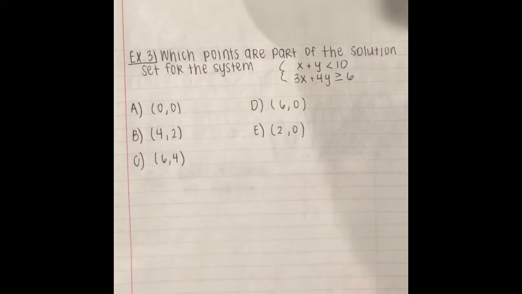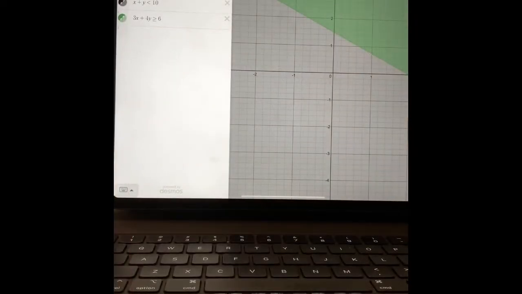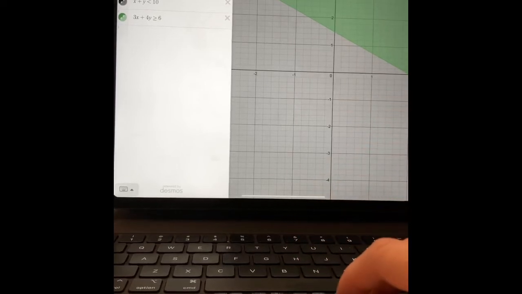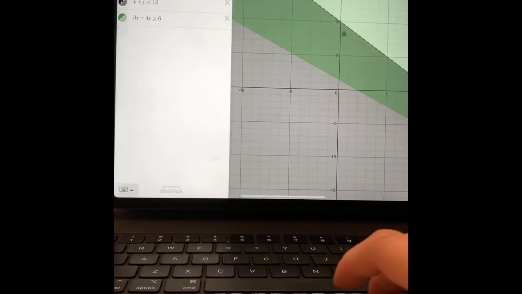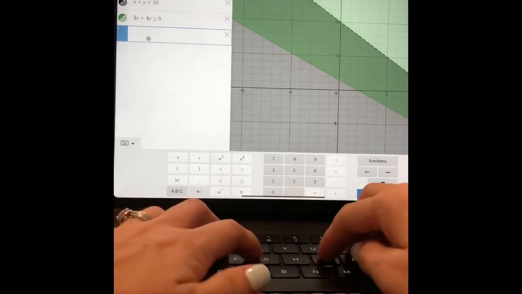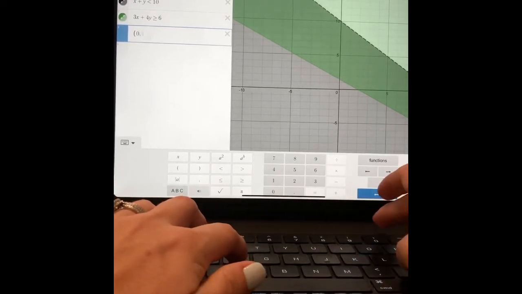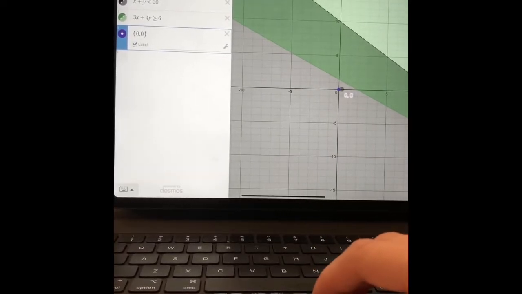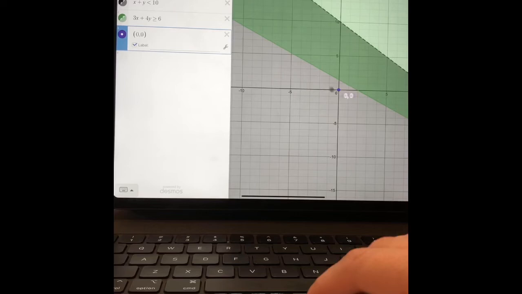So let's try that. Sometimes when you first graph them both, if it kind of looks like this and you can't quite tell, just zoom out a little bit and you should be able to see. Here's the green, here's the gray, and here's where they overlap. So I can see here's my overlap section, graphed my 2 inequalities. I want to know which points are part of the solution. So I'm just going to type in my points. (0, 0). You can see right here, (0, 0) is in the gray shaded part.